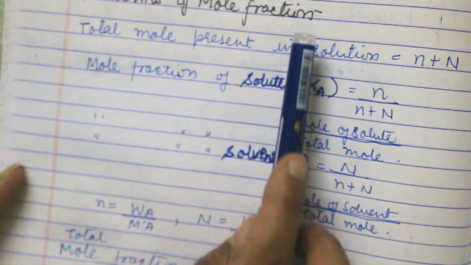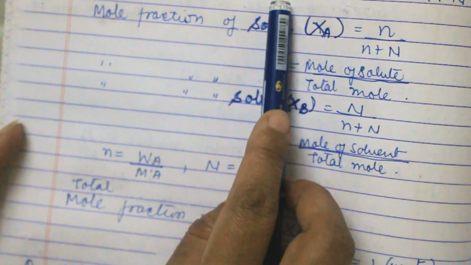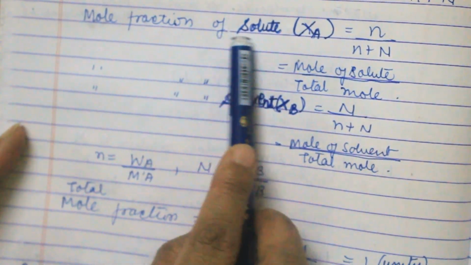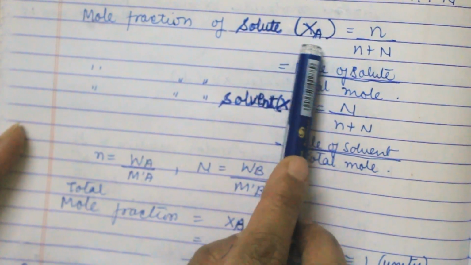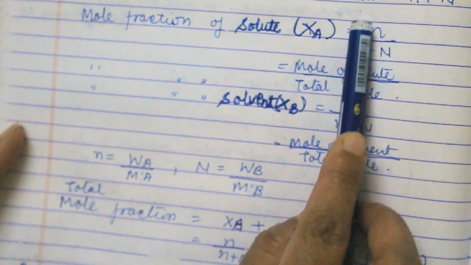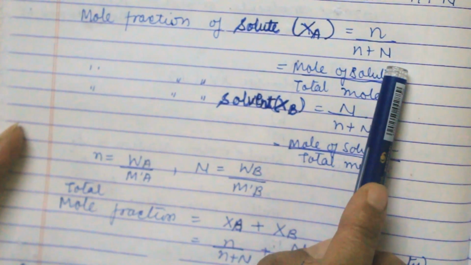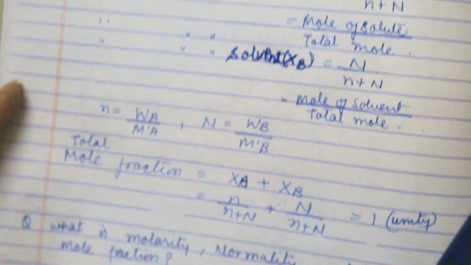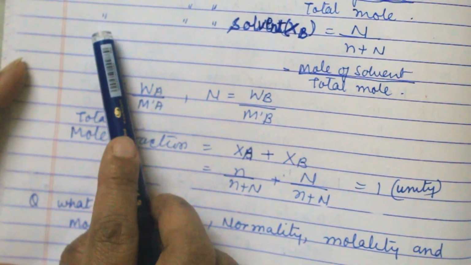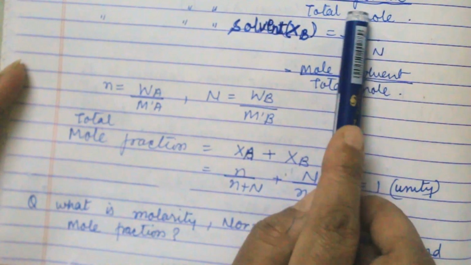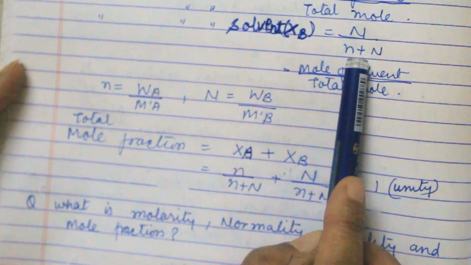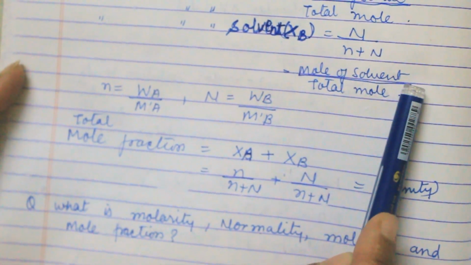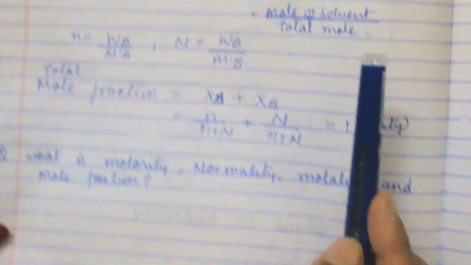Now mole fraction, this is the most important. The total mole present in the solution is small n plus capital N. If we find the mole fraction of solute, that is XA, then we take small n as the numerator and n plus N as the total mole, and small n is the mole of solute. And if we have to find the mole fraction of solvent, then we take capital N as the numerator and n plus N as the denominator. So capital N is the mole of solvent and n plus N is the total mole.